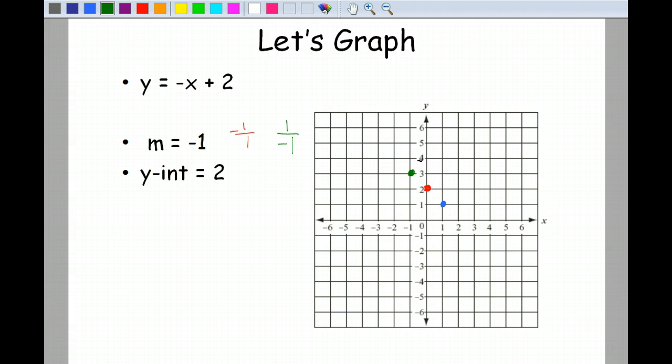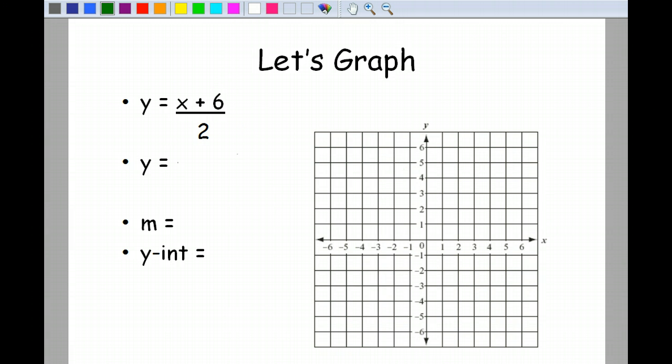Now when I get my straight edge, which I don't have handy right now, so I'm just going to do my best. I'm going to draw a line through here, and there is my line. What kind of slope do I have? I have a negative slope, and look, my slope is negative 1.